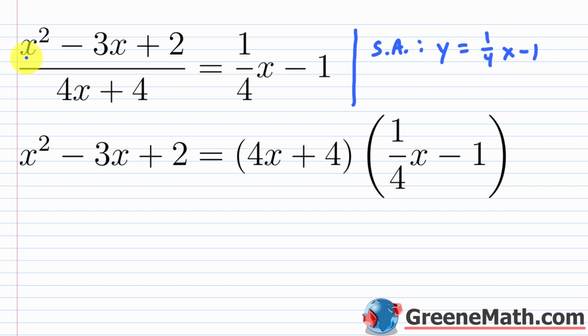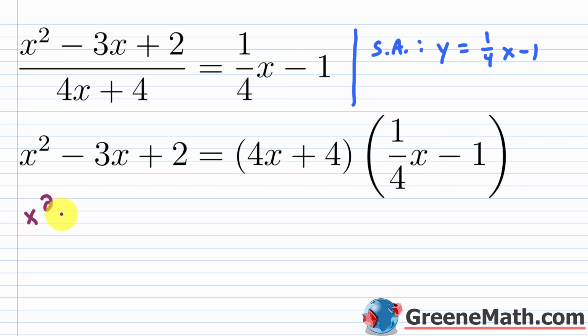So what we're going to do is take our function, x squared minus 3x plus 2 over 4x plus 4, and set it equal to this 1/4 x minus 1. We're going to clear the denominator by multiplying both sides by 4x plus 4. That gives me x squared minus 3x plus 2 is equal to the quantity 4x plus 4, coming from the denominator, times the quantity 1/4 x minus 1, coming from this right here. So let me just copy this.